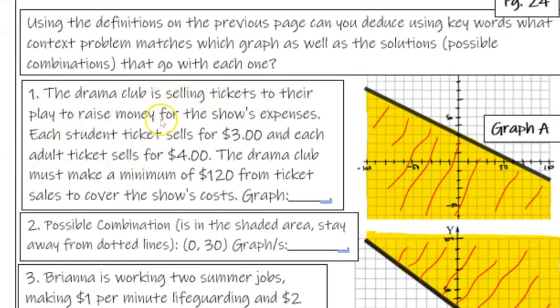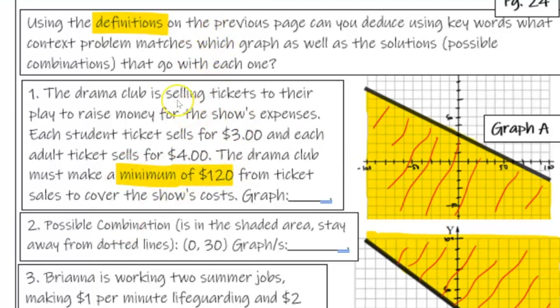A drama club is selling tickets to their play to raise money for the show's expenses. Each student ticket sells for $3 and each adult sells for $4. The drama club must make a minimum. Okay, so that's what I'm looking for. So remember, it's use definitions to deduce keywords. So this is a keyword. So let's say a minimum of $120.